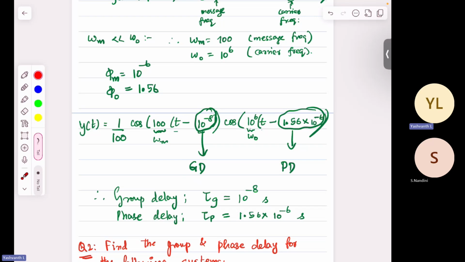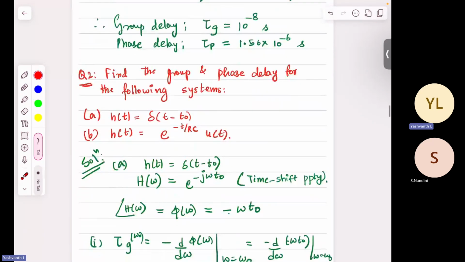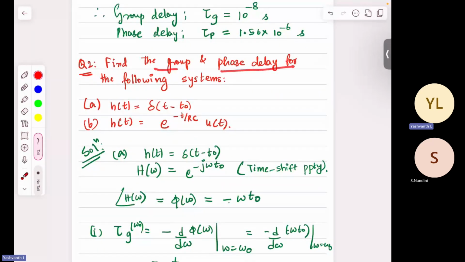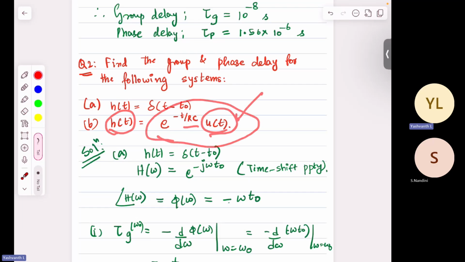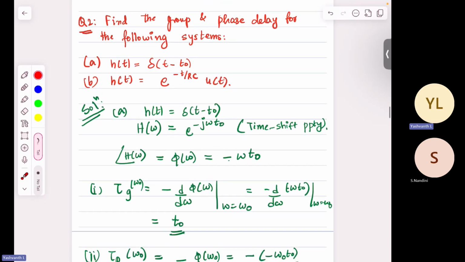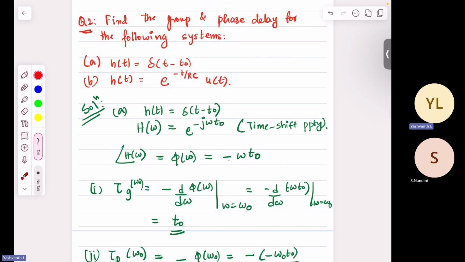Okay. The next question is, find the group and phase delay for the following systems. The first system is the impulse response given by delta of t minus t naught. The second system has impulse response e power minus t by rc into u of t, where u of t is a unit step function. So what should we do? We need to first find the phase response of the system. That is the first thing.